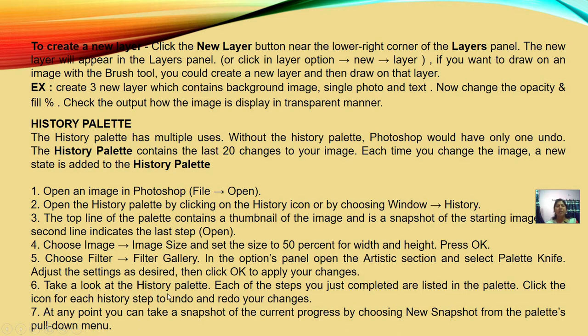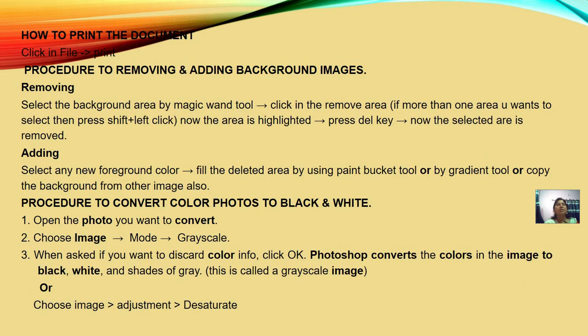Take a look at the history palette. Each of the steps you just completed is listed in the palette, and you can click the icon for a history step to undo and redo the changes. At any point you can take a snapshot of the current progress by choosing New Snapshot from the palette pull-down menu. Then the next one is how to print the document.